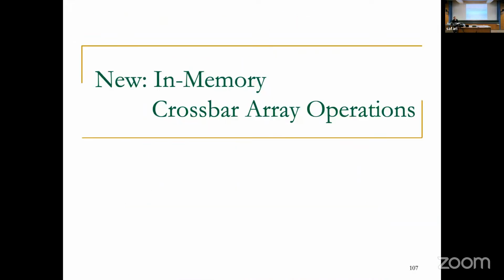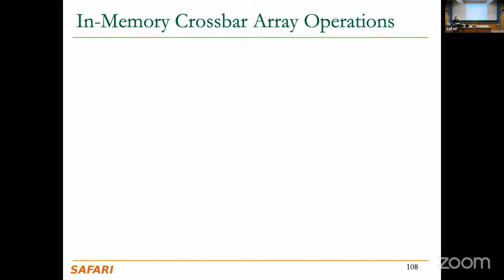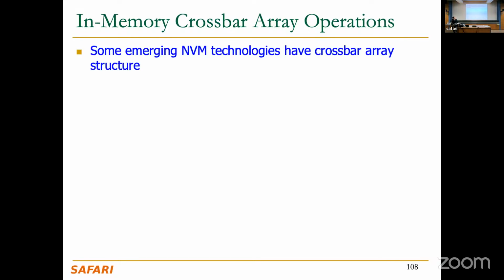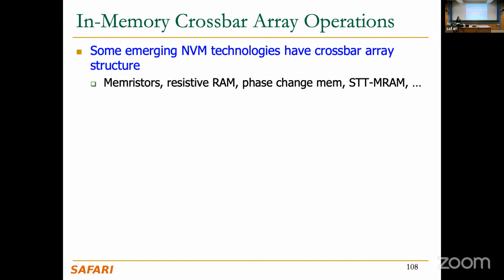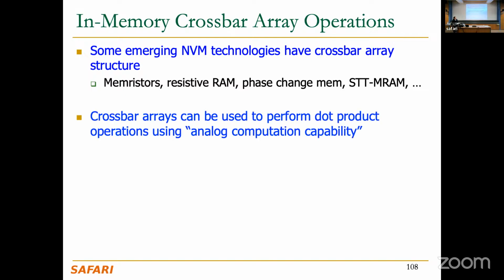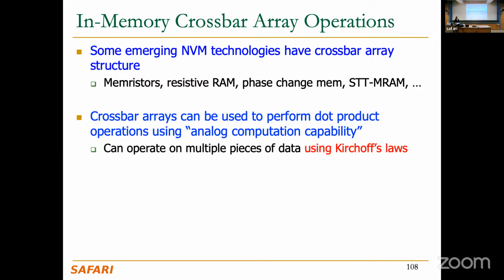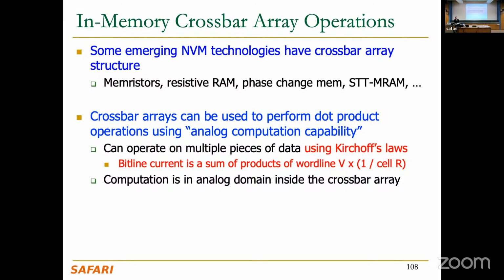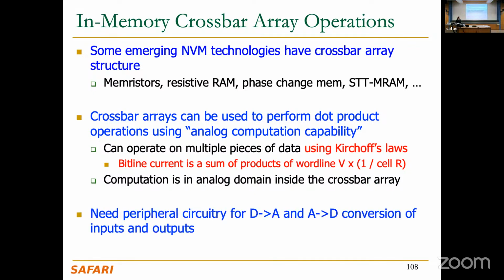Another thing that makes me super excited about processing using NVM cells is the in-memory crossbar array operations. For the NVM arrays, we have crossbar structures such as memristor, ReRAM, phase-change memory, and others, where the crossbar arrays can be used to perform dot product operations using the analog computation ability, and can operate on multiple pieces of data using Kirchhoff's law. The bitline current is the sum of the products of the wordline inputs, and computation is in the analog domain inside the crossbar array. But it needs peripheral circuits for digital-to-analog conversion, and also analog-to-digital conversion for the input and output data.